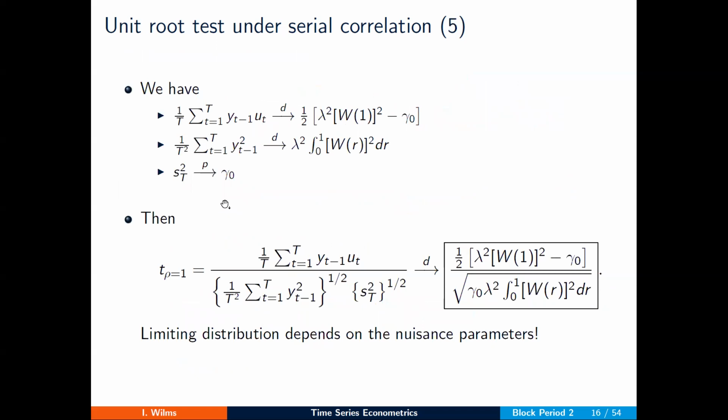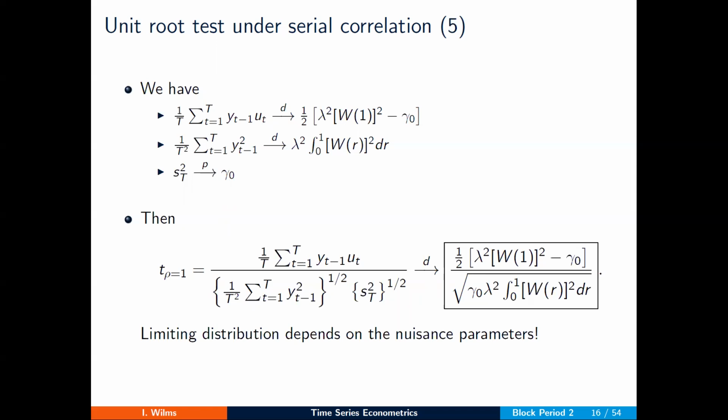Collecting all the ingredients on the next slide, we then see that the limiting distribution of the t-statistic also contains the nuisance parameters gamma naught and lambda squared. So also here, I can't directly simulate from this limiting distribution.